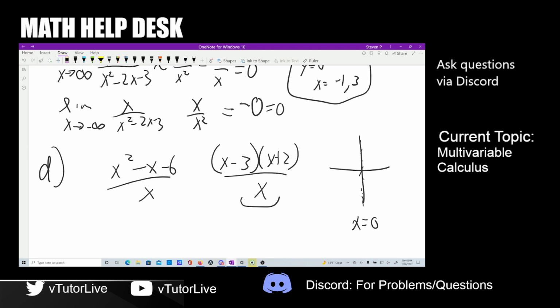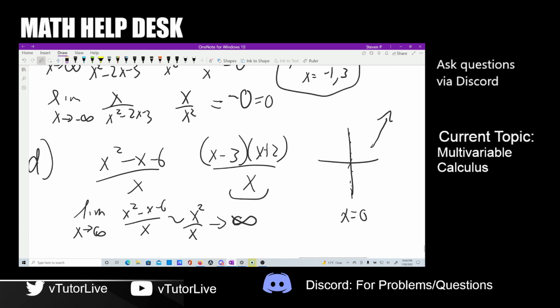And then in terms of the horizontal asymptotes, we have to look at plus and minus infinity as always. But as x goes to infinity, for x squared minus x minus 6 over x, it should be pretty clear that this becomes sort of like x squared over x, which goes to positive infinity. So I believe we say that that is not an asymptote, but maybe check against your homework problems, because that's ultimately a semantic issue more than it is a math issue.